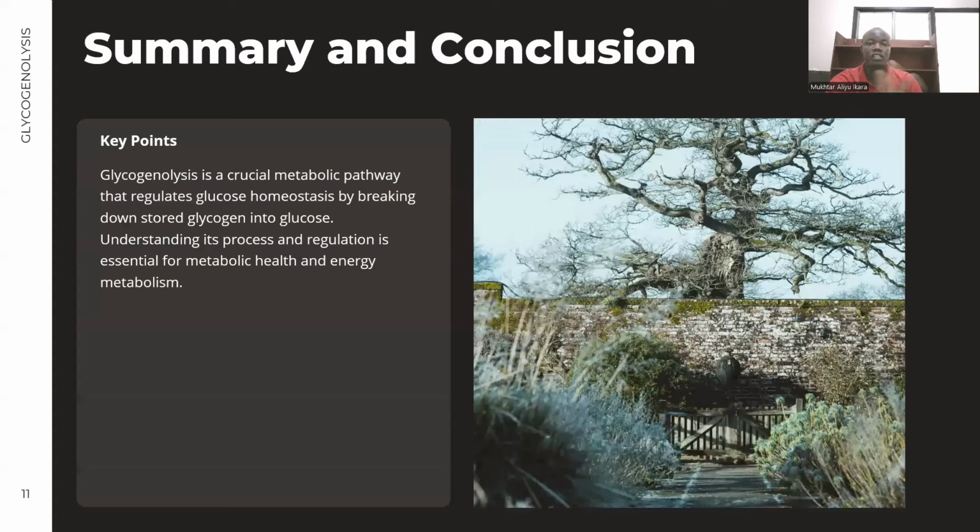And of course, this is the summary and the conclusion. Glycogenolysis is a crucial metabolic pathway that regulates glucose homeostasis by breaking down stored glycogen into glucose. Understanding its process and regulation is essential for metabolic health and energy metabolism. So, ladies and gentlemen, this is where we are going to stop, and we will meet in the next video where we are going to talk about glycogen storage diseases.